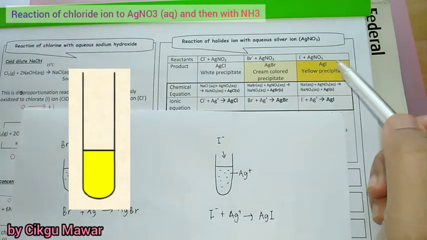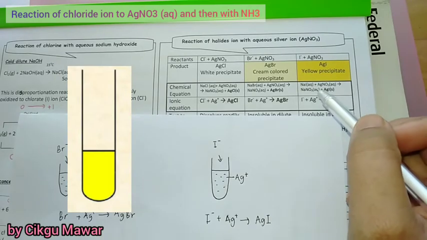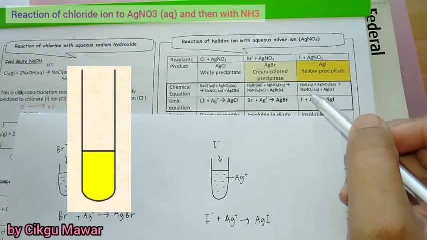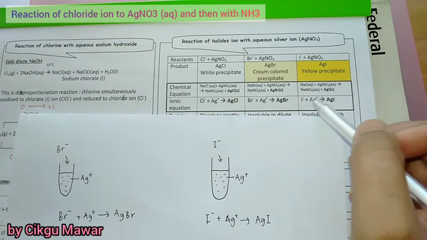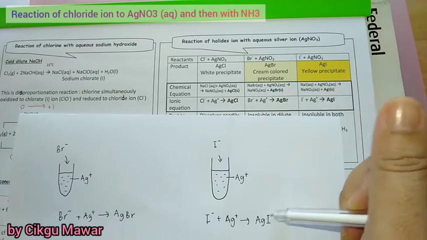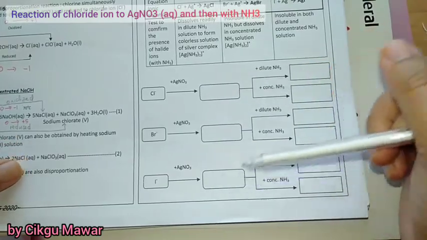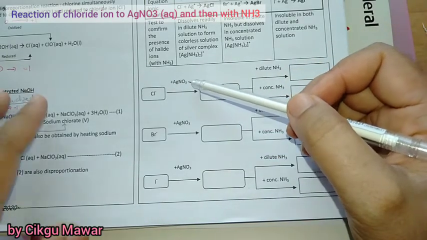For silver nitrate, here is the full equation of sodium iodide reacting with silver nitrate to form sodium nitrate and silver iodide precipitate. And this is the ionic equation, like I wrote just now. We complete the blank chart here. Right now is when chloride ion reacts with silver nitrate.